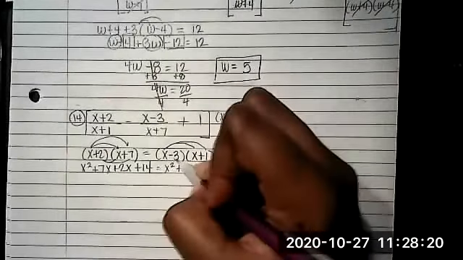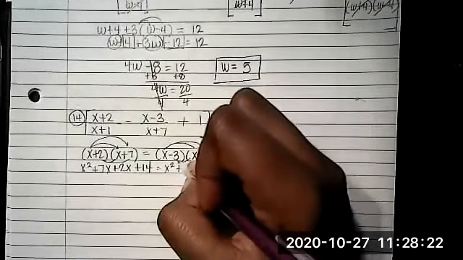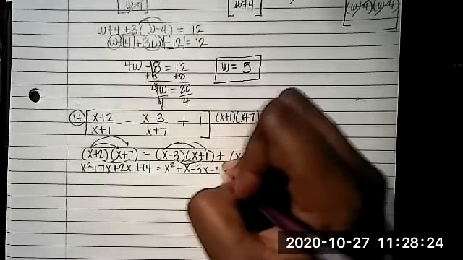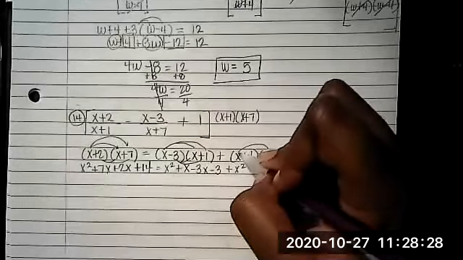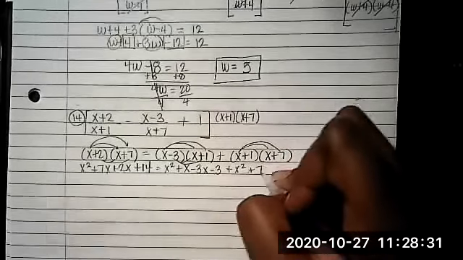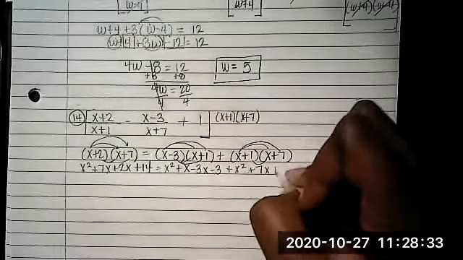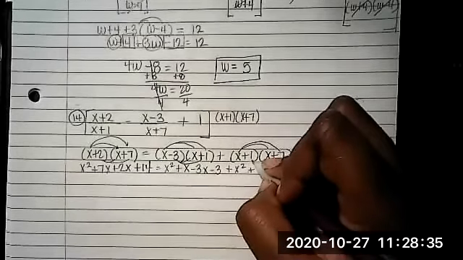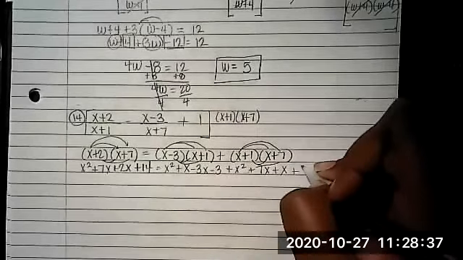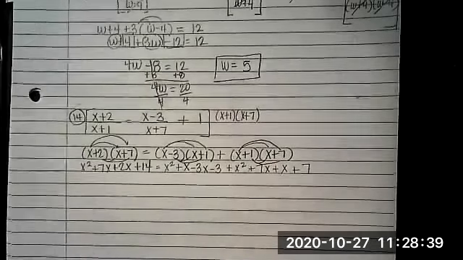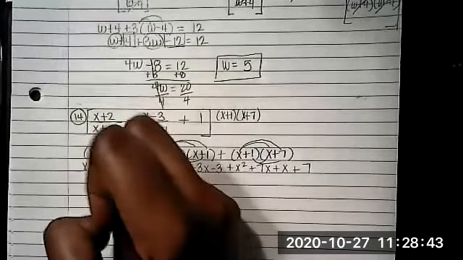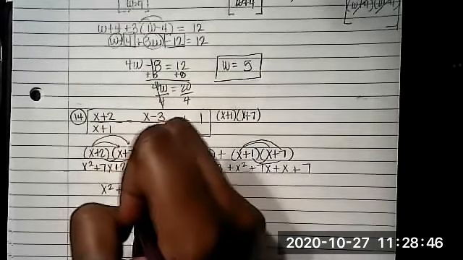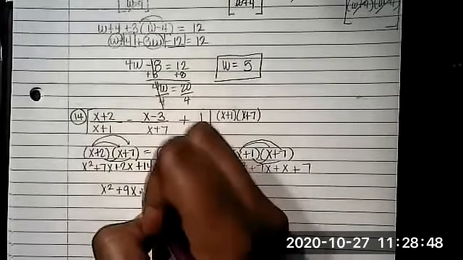Negative 3 times x is negative 3x, and negative 3 times positive 1 is negative 3. Okay, here x times x is x squared. X times 7 is positive 7x. X times 1 is positive 1x, or just x, and 1 times 7 is positive 7. Okay. Now, for this side, I can combine like terms. 7x plus 2x is 9x. So this now becomes x squared plus 9x plus 14.